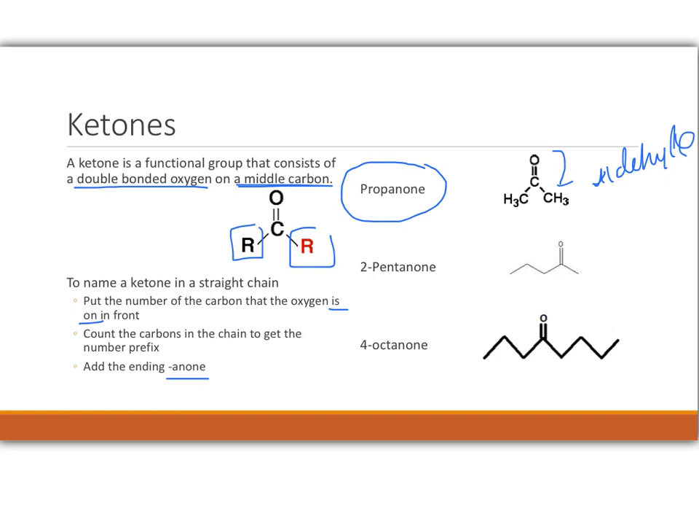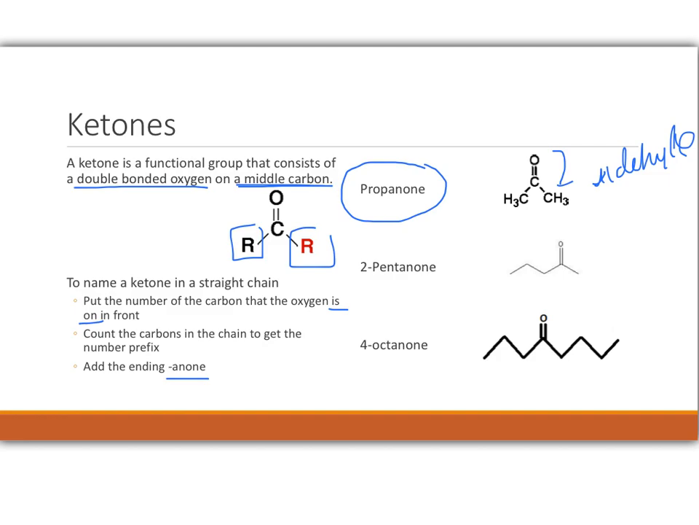Okay, so propanone is the only ketone that you don't need a number with, because there's only one middle carbon, so there's only one spot to add the double bond to the oxygen and still have it be a ketone. If you have the double bonded oxygen anywhere else, it becomes an aldehyde.